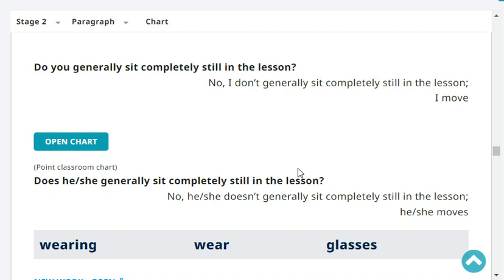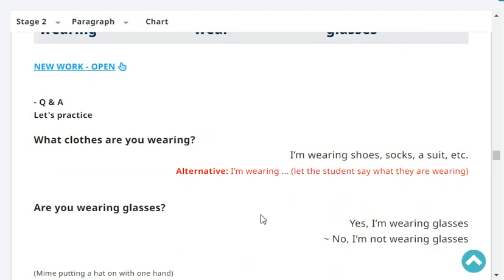No, she doesn't generally sit completely still in the lesson. She moves. Very good. Okay, what clothes are you wearing? I'm wearing shorts.